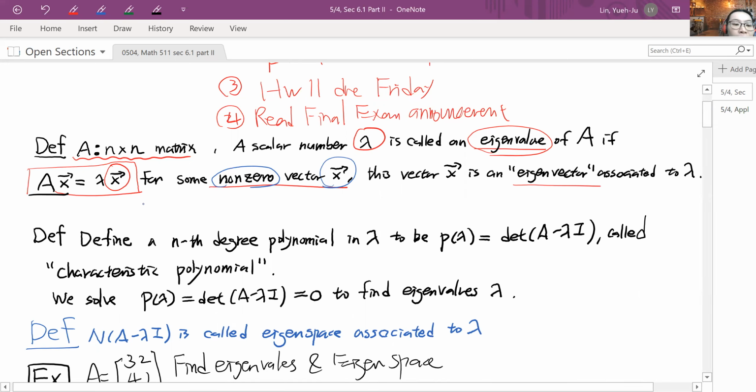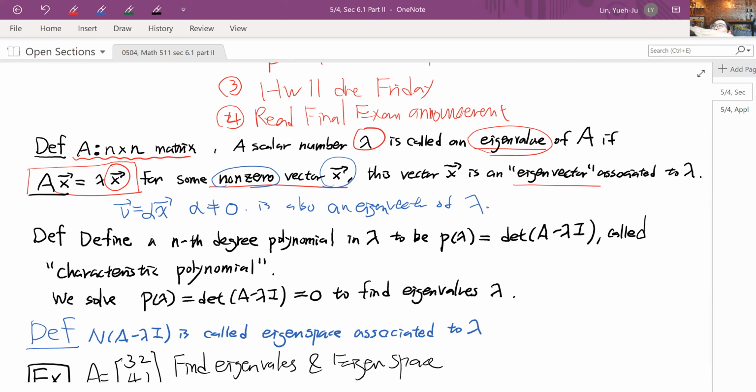It turns out that if you multiply this X by any non-zero number, then the new vector, if I call it V, which is a multiple of your original eigenvector, is also an eigenvector associated with lambda. So if you can find one, then any vector along the same line as this vector will still be an eigenvector. So the eigenvector is definitely not unique, in the sense that if you can find one, then any non-zero multiple of this eigenvector will still be an eigenvector associated with the same value.